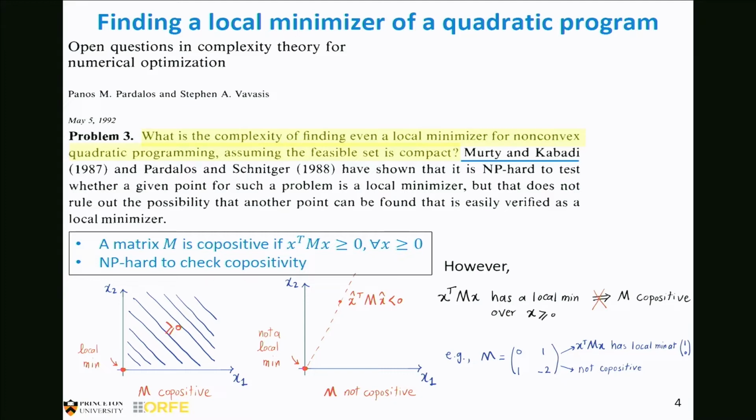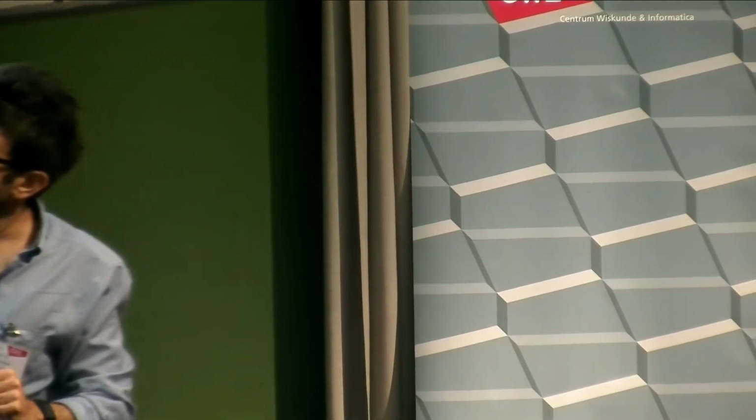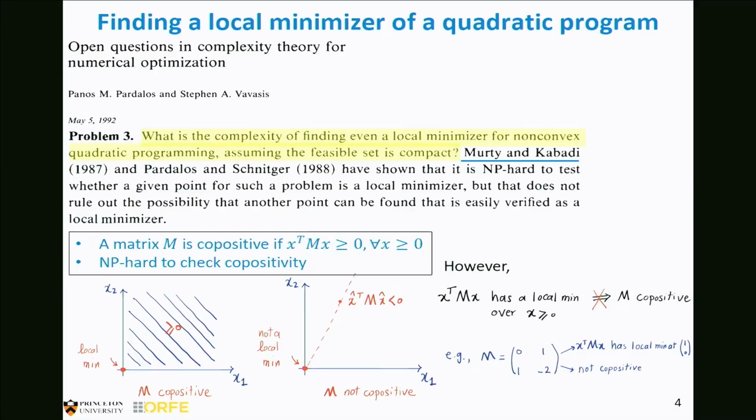Of course, if your matrix is copositive, then the problem of minimizing x transpose Mx over the non-negative orthant will always have a local min at the origin, but the converse direction fails. For instance, this matrix is not copositive. Nevertheless, this quadratic function has a local min at a different point, at the point (1, 0). Does that make sense? So there is no one-to-one correspondence between existence of local minima and copositivity of the matrix.